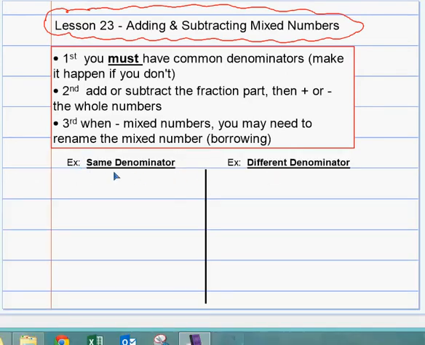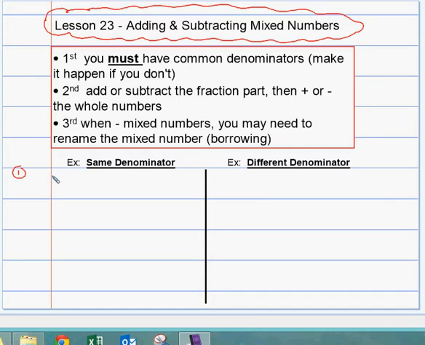So what you need to do is set up a small little chart on your page there so that you have room for an example with the same denominator and room for an example with a different denominator. And we are going to do 2 examples on each. Okay, so here's example 1.